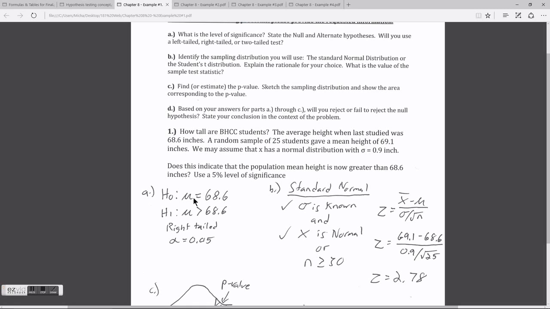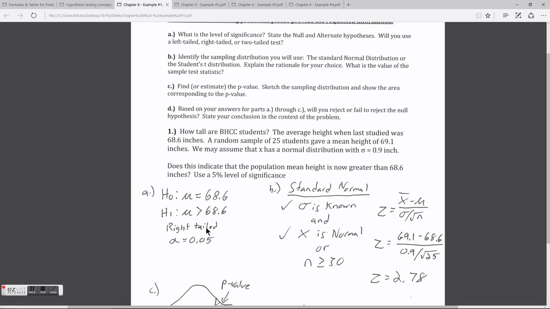We do hypothesis testing on population means. So we're testing that the population mean is 68.6 inches. The question asks us to test whether that population mean height is actually now greater than 68.6 inches. So in addition to our null hypothesis, H0, we put forth an alternate hypothesis, H1, which is going to be that the mean is greater than 68.6 inches.